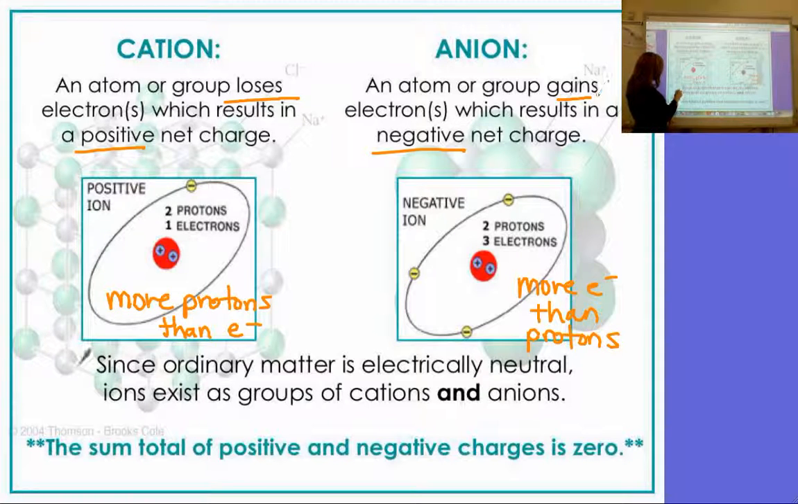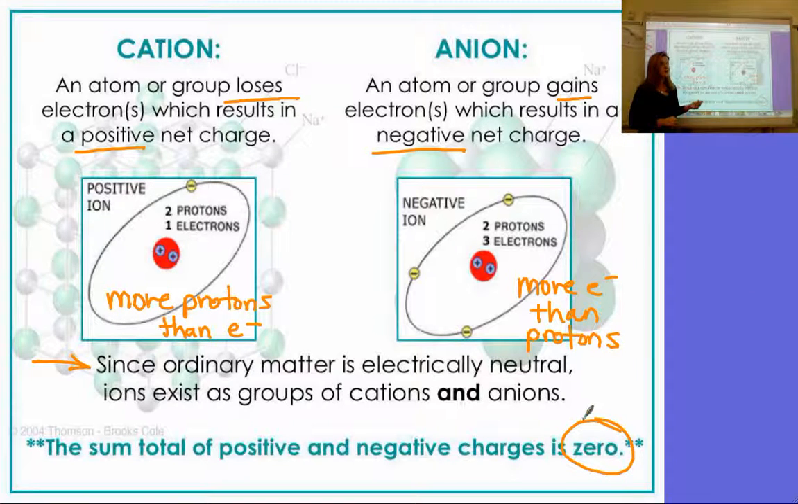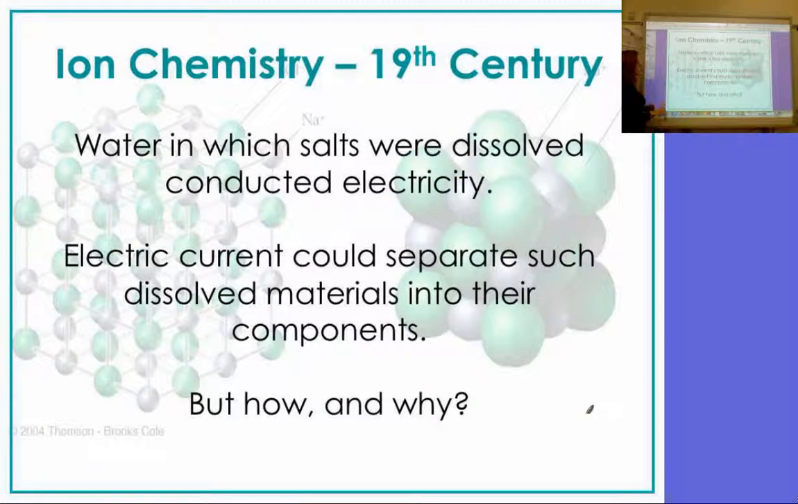But since things in nature are neutral, ions exist as groups of cations and anions that form together. The sum total of their charges always has to equal 0. If you have a +1 cation, you need a +1 anion. If you have a 2+ cation, you need a 2- anion. They always have to cancel out to equal 0. So this is how we're going to write formulas to balance them out with their charges.